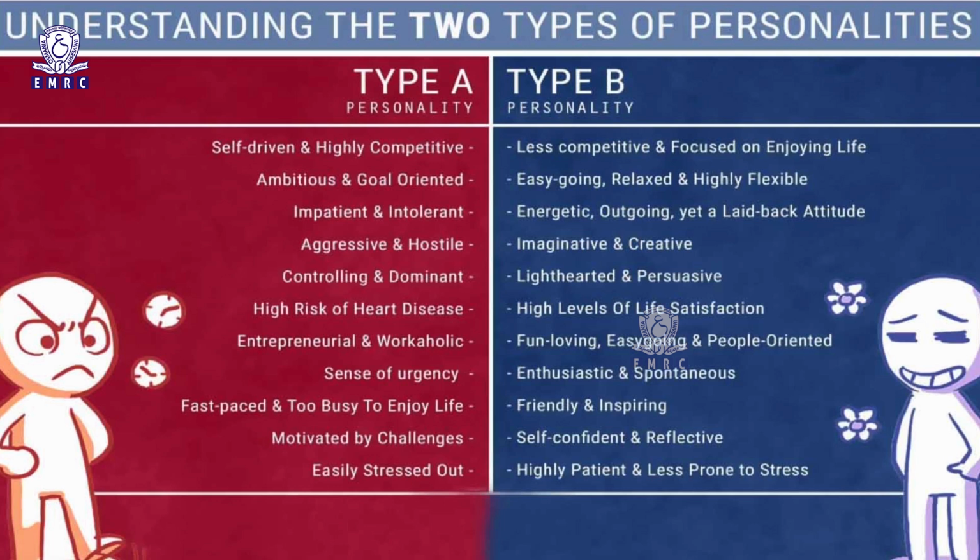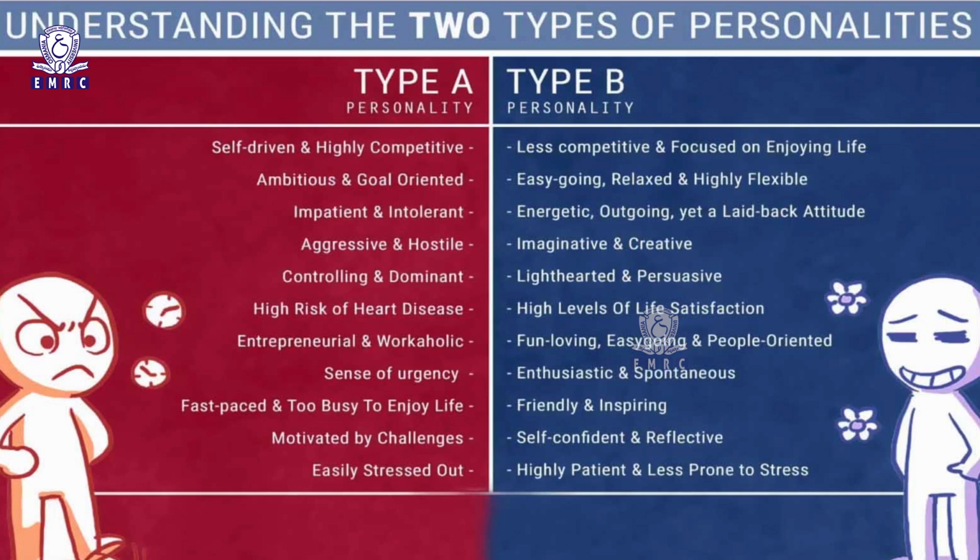The type A people are controlling and dominant, therefore they also have a high risk of heart diseases. Whereas type B people are light-hearted and have high levels of life satisfaction. The type B people are also fun-loving, easygoing and people-oriented. Whereas type A are always in a hurry, they are workaholics and they have a sense of urgency. They are fast-paced people and they are too busy to enjoy their life. Unlike type B people who are enthusiastic, spontaneous and friendly.